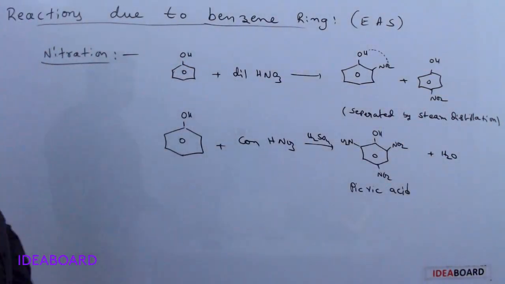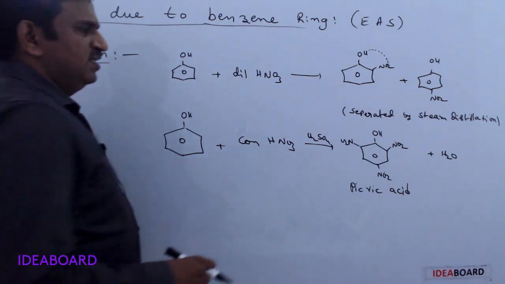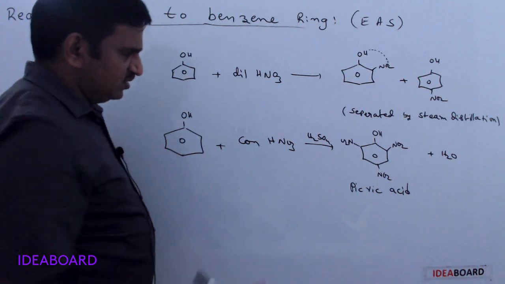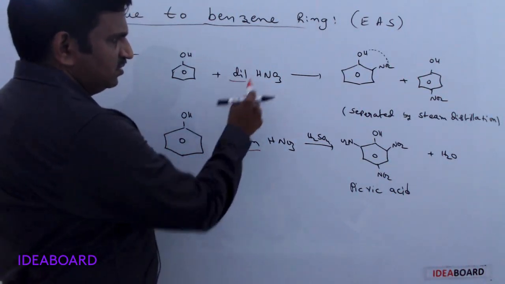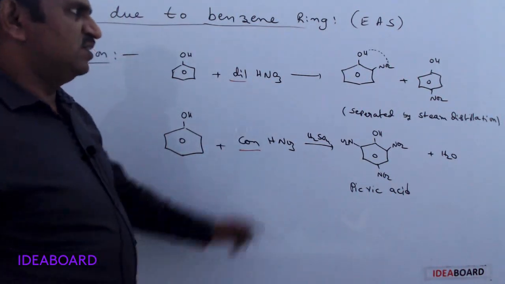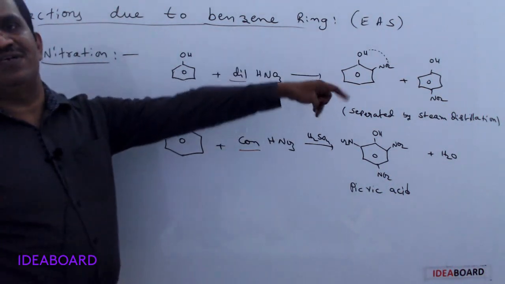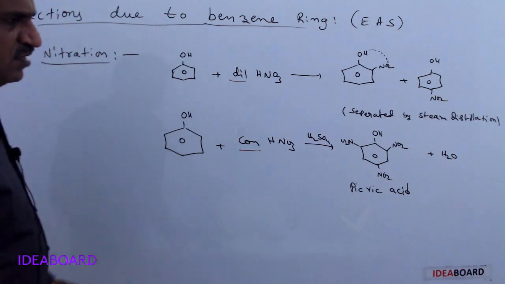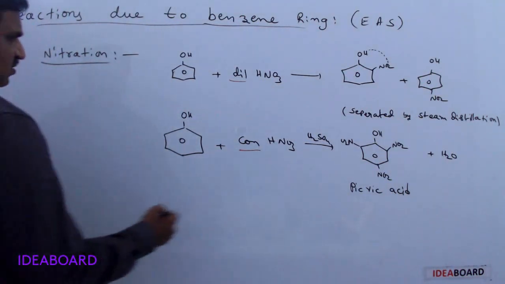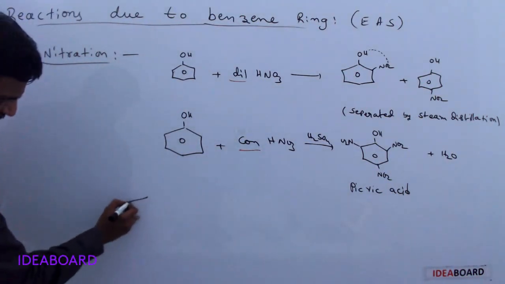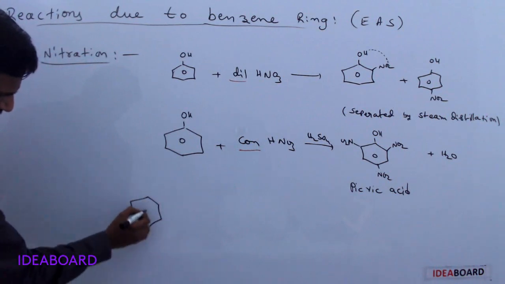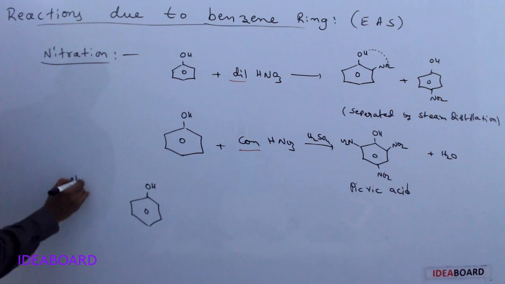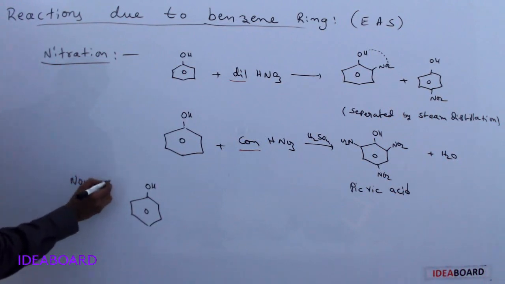So this is concentrated nitric acid if you are taking it. Here it is dilute. When dilute is taken, we get ortho and paranitro. If concentrated is taken, we get picric acid or 2,4,6 trinitrophenol. How can we prepare this 2,4,6 trinitrophenol nowadays, by the latest method?